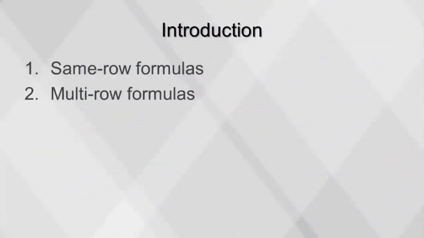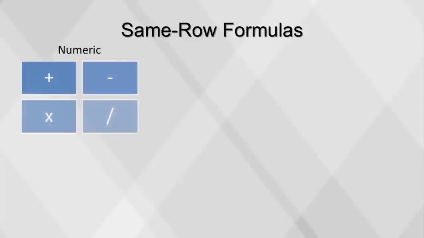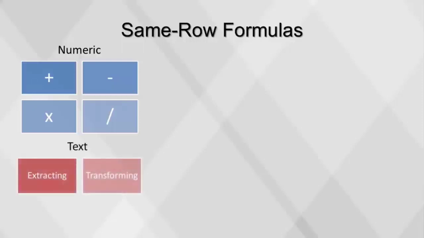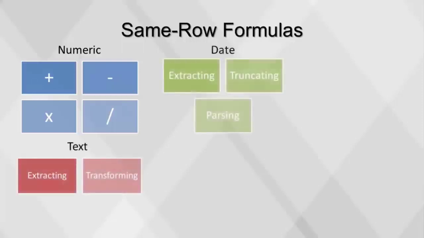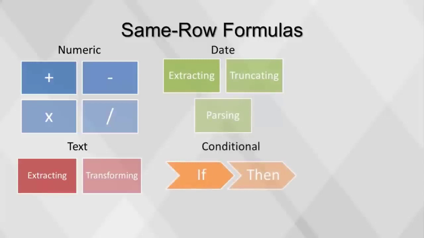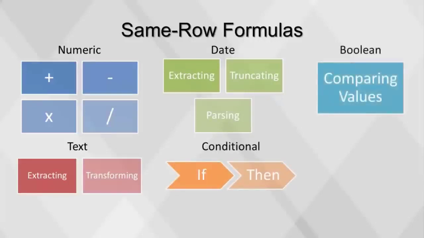This video will cover two types of formulas: same row and multi-row. A commonly used method of data preparation is using existing fields to create new variables. Examples include adding, subtracting, multiplying, dividing, or applying another mathematical function to a numeric field, extracting and transforming substrings from a text field, extracting, truncating, and parsing date parts from a date field, conditional statements using if-then, and binning to create new variables, and comparing values of two different fields to create a Boolean variable.